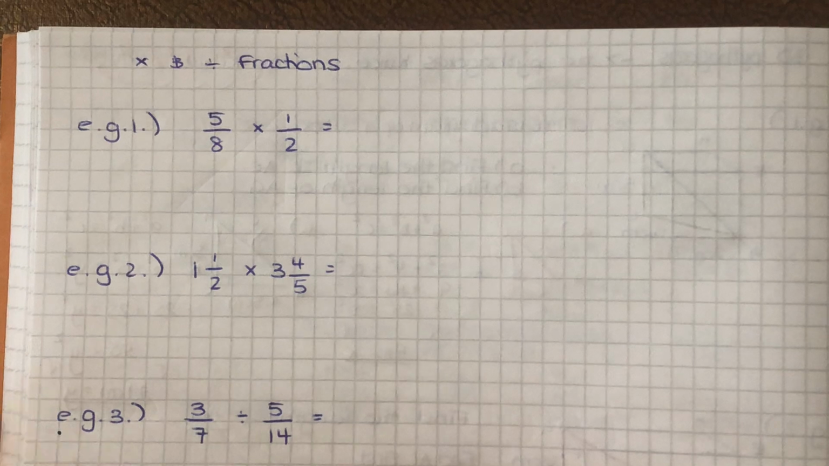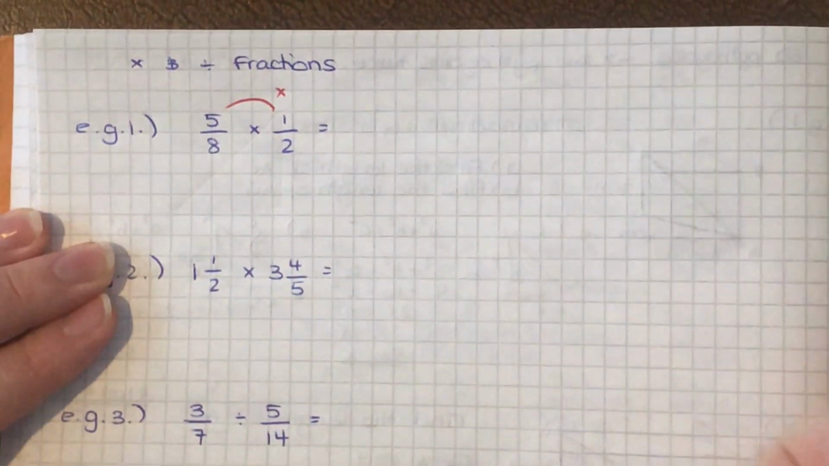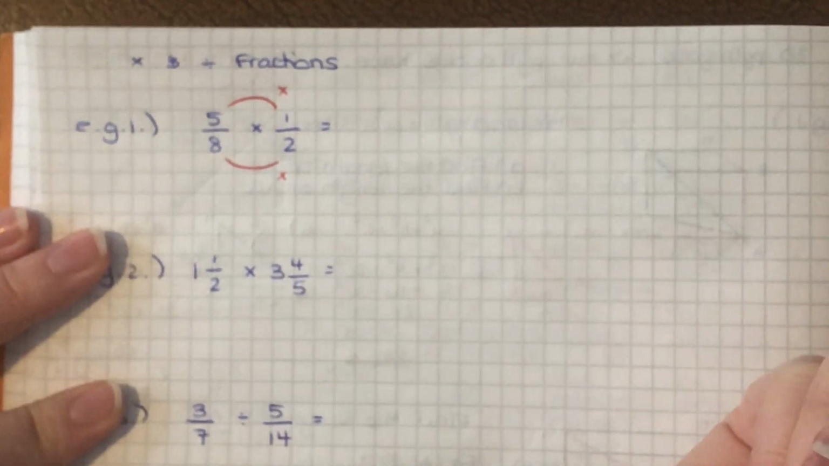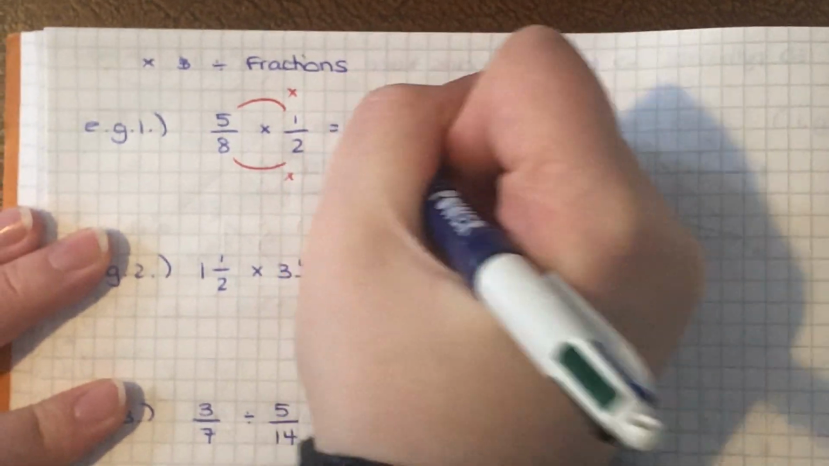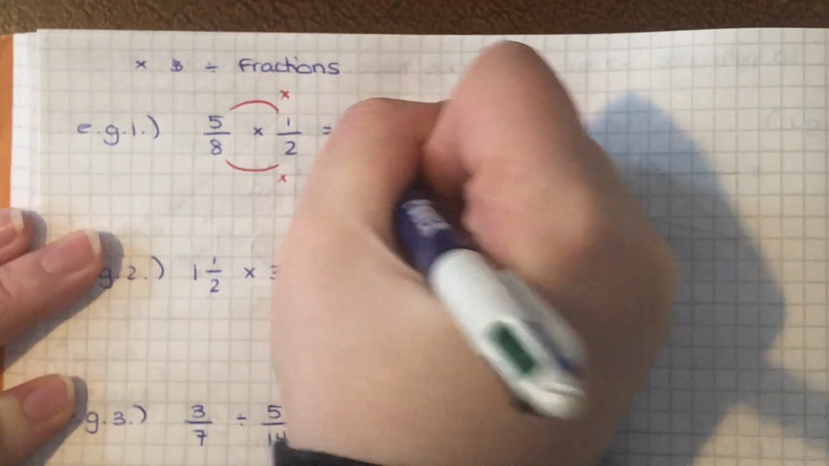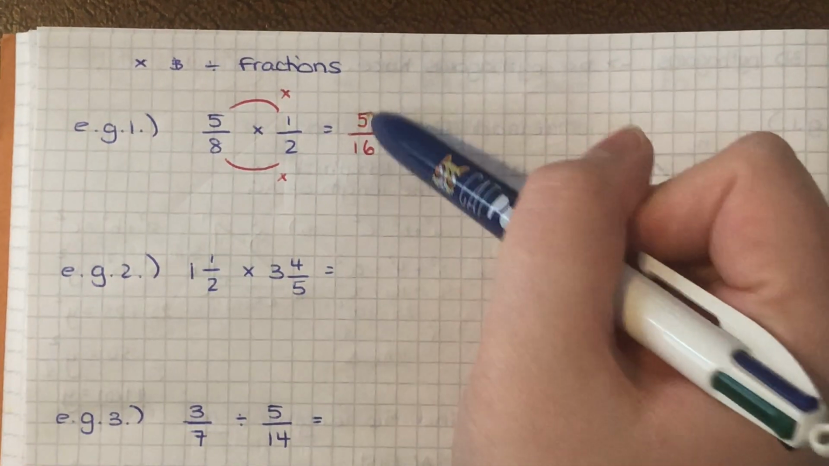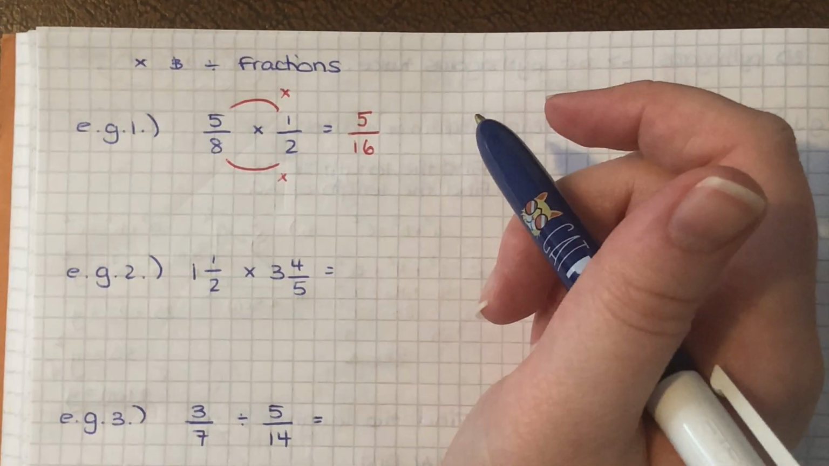So all you have to do with multiplying is multiply the top numbers, or the numerators, and multiply the denominators together. So 5 times 1 would give you 5. 8 times 2 gives you 16. You can see if it simplifies, but it doesn't because there's nothing that goes into 5 and 16, and that is the final answer. They're the nicest ones.